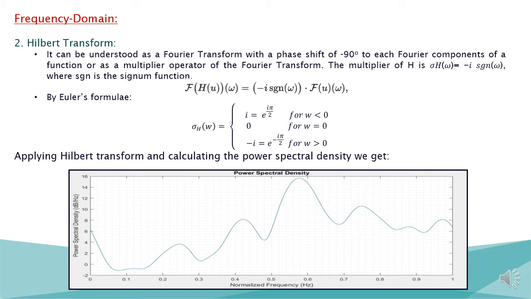When we applied the Hilbert transformation on the signal and used it to calculate the power spectral density, we again get the distribution of power over frequency. So we applied the same technique as used in FFT to get the features.